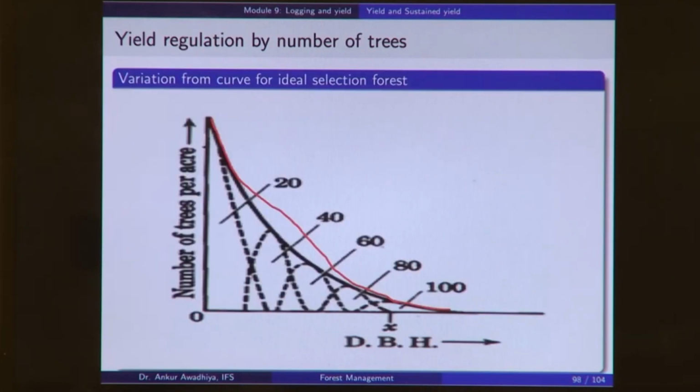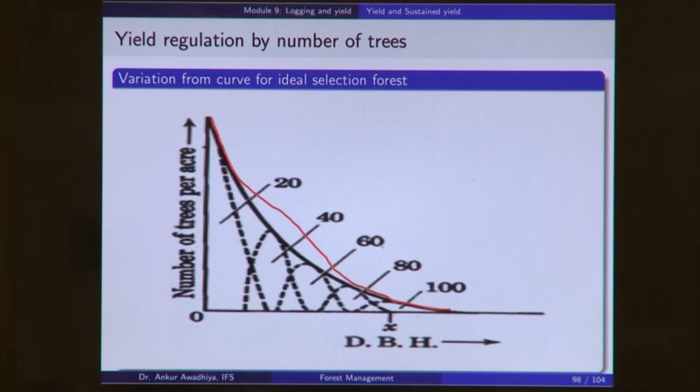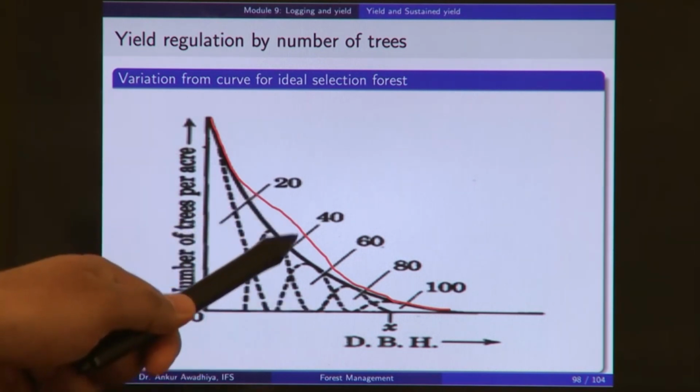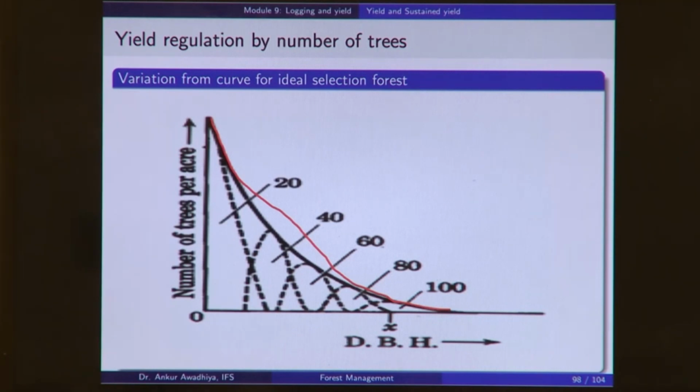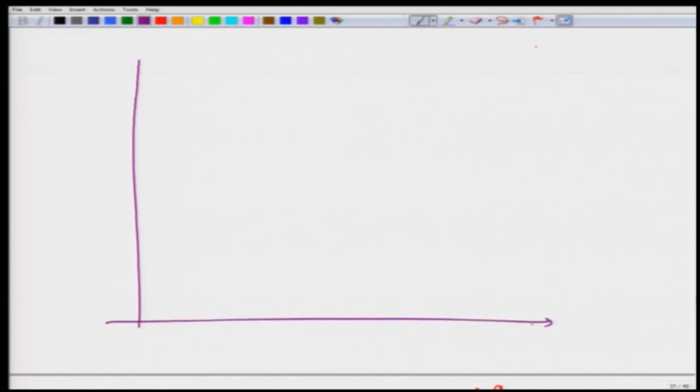Another method is yield regulation by the number of trees. Here again, as we saw earlier, if we plot the ND curve and the actual forest shows a deviation from the ND curve, then yield regulation by the number of trees will say that for this DBH you can cut this many trees, and for this DBH you can cut this many trees. So, essentially what we are trying to do here is this: this is the ND curve, it looks like this, but the actual forest is showing something like this.